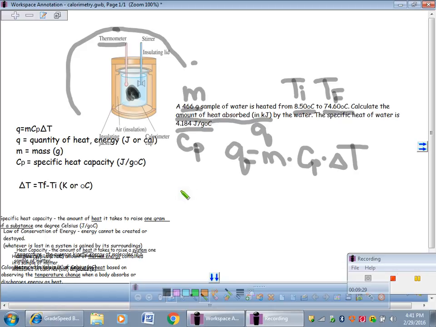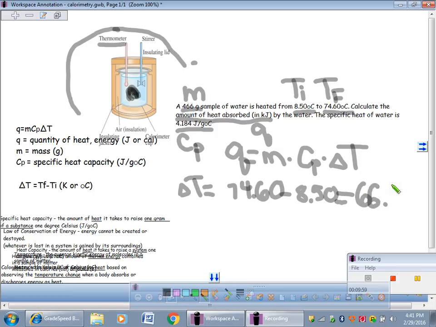Let's figure out our change in temperature. That's just a subtraction problem. So 74.6 minus 8.50. And take a moment to do that in your calculator. So you should get a change in temperature, which is 66 degrees.